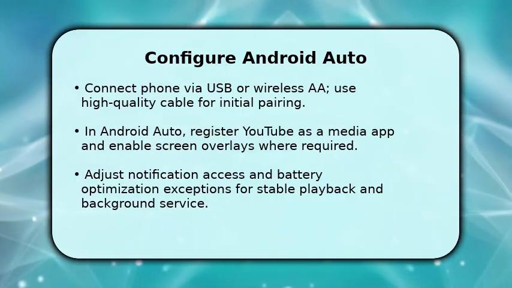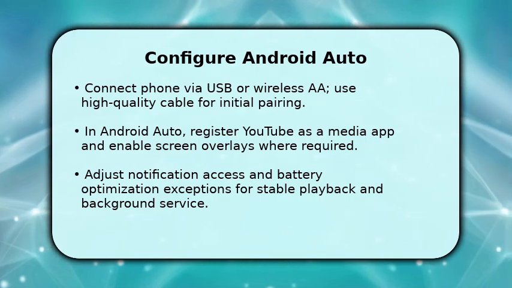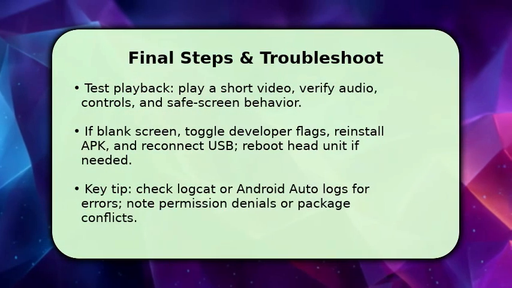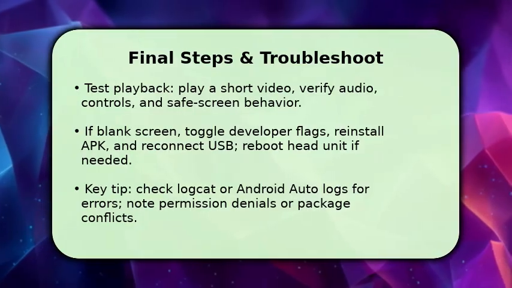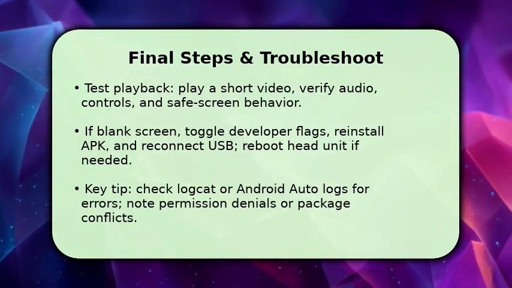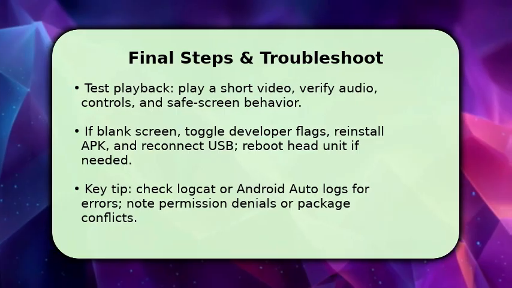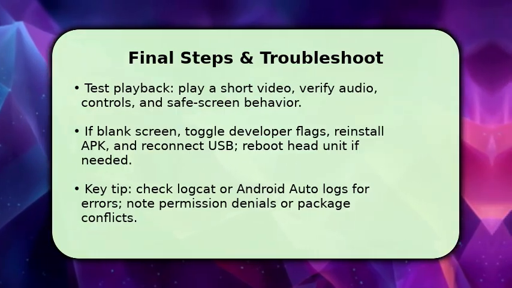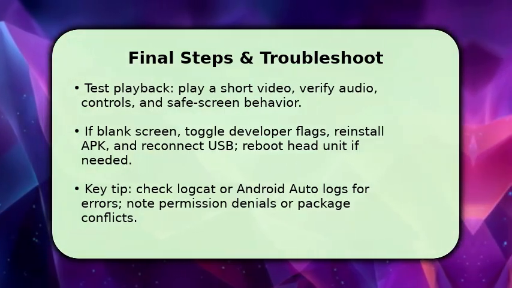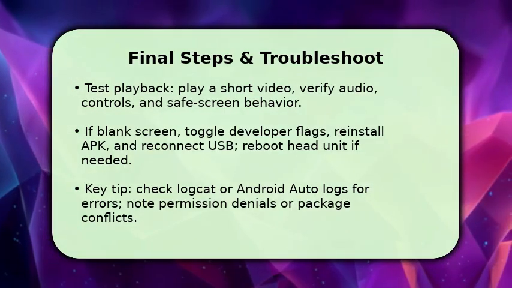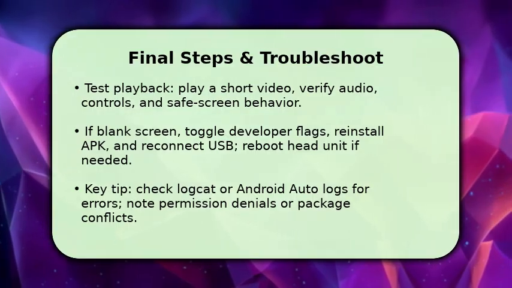You finish by testing. Start a brief clip and confirm audio, play/pause, and that the head unit enforces safe viewing rules. If you encounter a blank or black screen, toggle the Android Auto developer flags you changed, reinstall the APK, and reconnect via USB. A head unit reboot often clears stale caches.